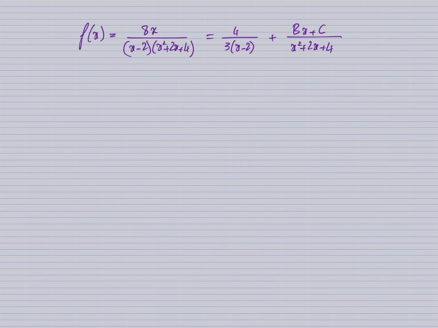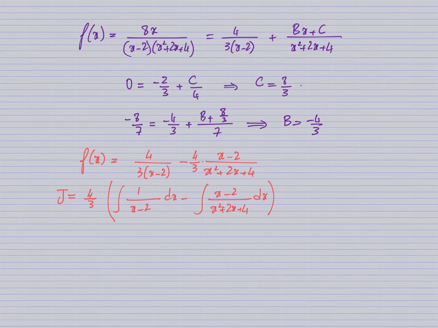Now to compute c, we can evaluate both sides of this identity at x equals 0, which gives, finally, to compute b, we can evaluate both sides of this identity at any value except x equals 0 and x equals 2. Let's choose, for example, x equals 1, and this will give. Finally, we have the partial fraction decomposition of our rational function f, and then we can split the integral J into the following two integrals.